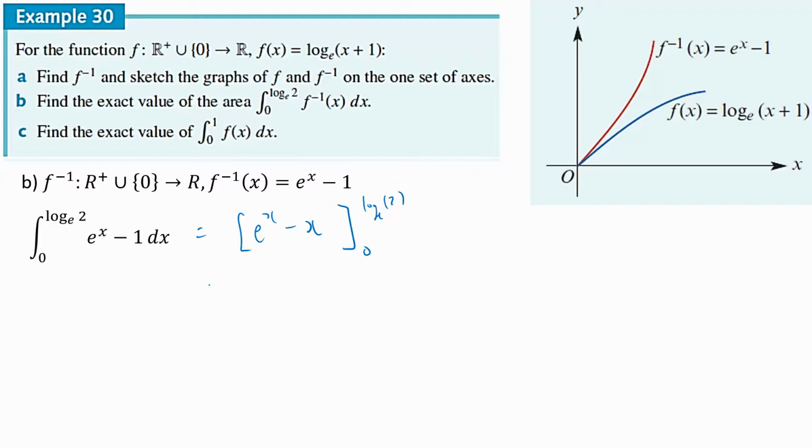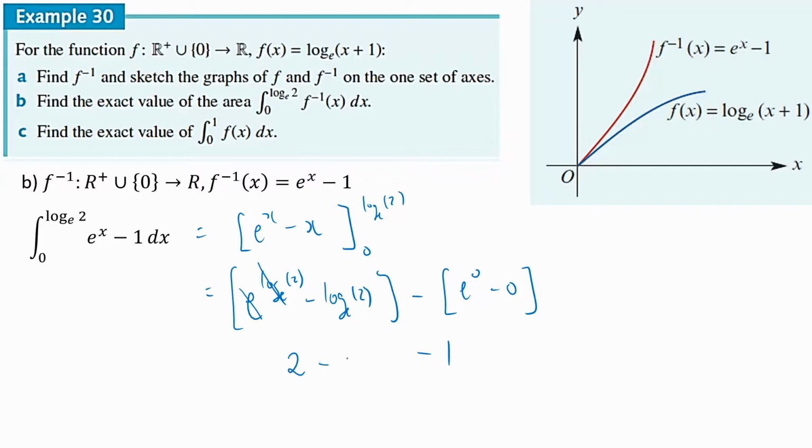From here, we can work with our exponential equation. So e to the log base e of 2 minus log e of 2. Subtract, now sub in 0, so e to the 0 minus 0. So that ends up being minus 1. Base e and log e cancel out, so that's 2 minus log e of 2. And then 2 minus 1 becomes 1 minus log e of 2. Okay, so that was easy. C is the question I want you to think about.